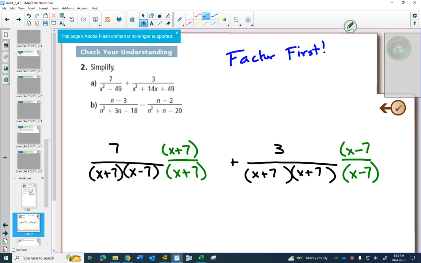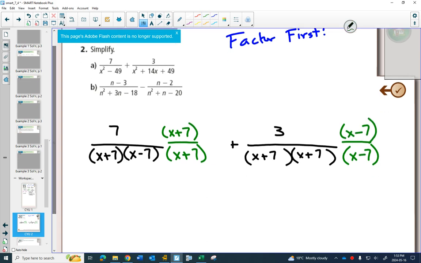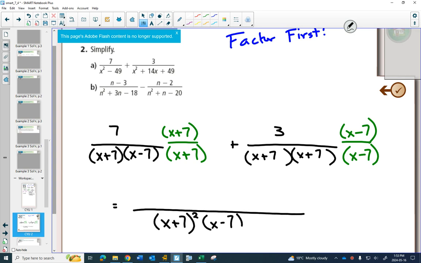Now, I have a common denominator. It's going to equal, I'm going to leave it in factored form. If you want, you can do that and say x plus 7 happened twice. I can write it as x plus 7 squared. Or I could just leave it as x plus 7, x plus 7, x minus 7. And if I simplify the first one, I'm going to get 7x plus 49 plus, and I simplify the second one, it'll be 3x minus 21.